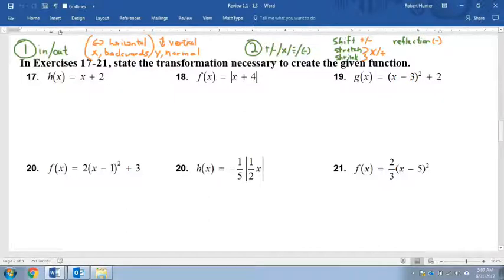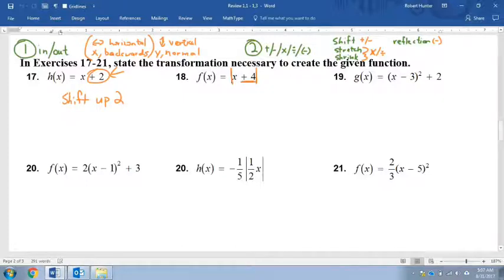Number 17. Question number 1: is it inside or outside? Well, it's outside, so it's vertical and it's normal. So if we're adding 2, it is simply a shift up 2, because that's what makes it go up. Because it's outside, it's y, it's normal, so your only options are up and down. Positive y is up.